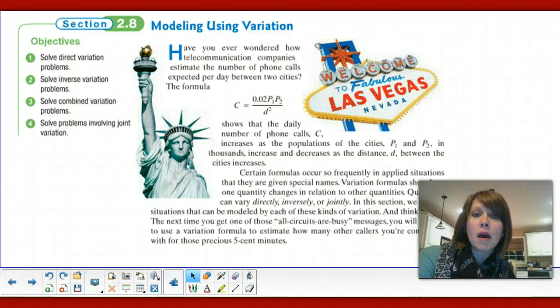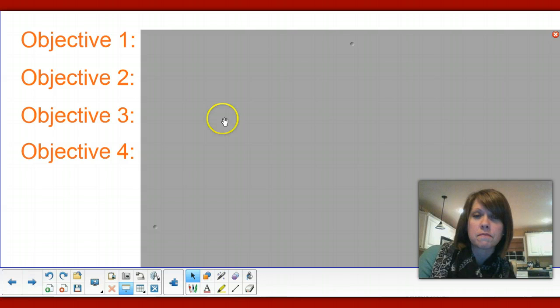Hi guys, 2.8 modeling using variation. It's our last section before we take another test. We're going to have 4 kinds of variation in this lesson: direct, inverse, joint, and combined. Joint and combined are just based on direct and inverse, okay? So 2 main kinds and then 2 other kinds that are still based on those same kinds of relationships.